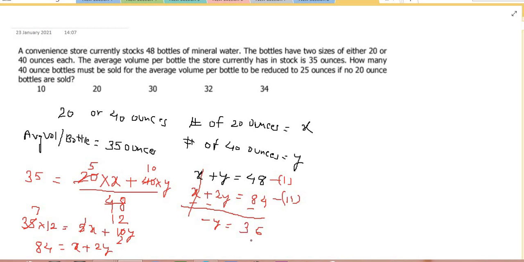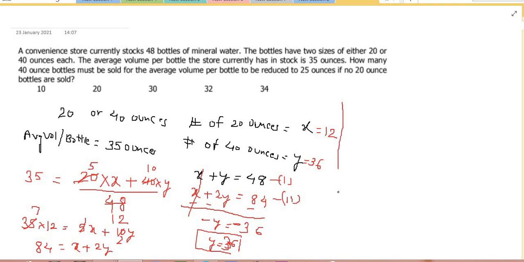I think this is going to be 36. All right, so minus 36, so y is equal to 36. Now what is this 36? This 36 is the number of 40 ounces bottles. If there are 36 40 ounces water bottles, how many 20 ounces water bottles are there? So there will be 12 because their sum is 48.